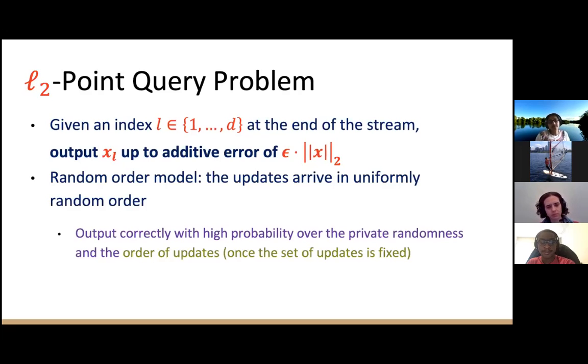And then we look at this problem in the random order model, where the updates arrive in uniformly random order. That is, the set of updates is fixed, but you have this guarantee that they are arriving in a uniformly random order. Think of it as at every time step, someone chooses an update uniformly at random from the given set of updates and gives you that update. The goal in this model is to output correctly with high probability over the private randomness and the order of updates.